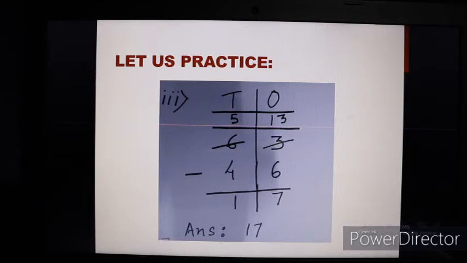On the other side, in tens place, the new number is 5 and 5 is bigger than 4. We can subtract 4 from 5. Therefore, the answer is 17.